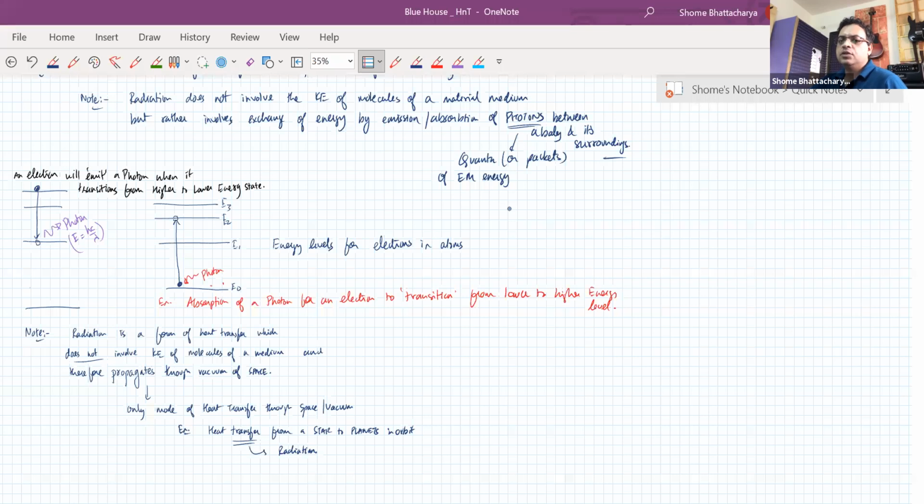Sir, that will not involve the relationship between Wien's wavelength and energy, right? So, black body radiation. Yes, black body radiation, that's correct. Stefan's law basically relates to black body radiation.